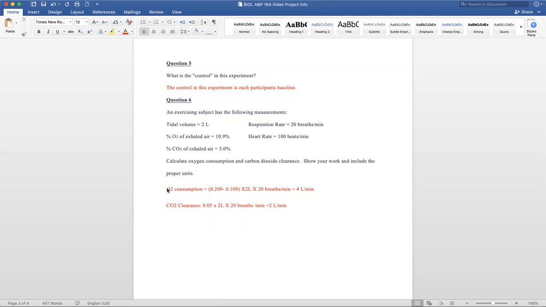And here I have, for the oxygen consumption, 0.29 times 0.109 times 2 liters times 20 breaths per minute equals 4 liters a minute of the O2 consumption. And the clearance, I did 0.05 times 2 liters times 20 breaths, which equaled 2 liters per minute.